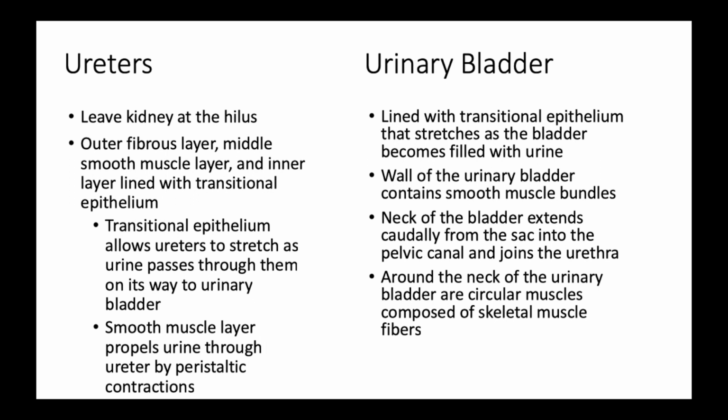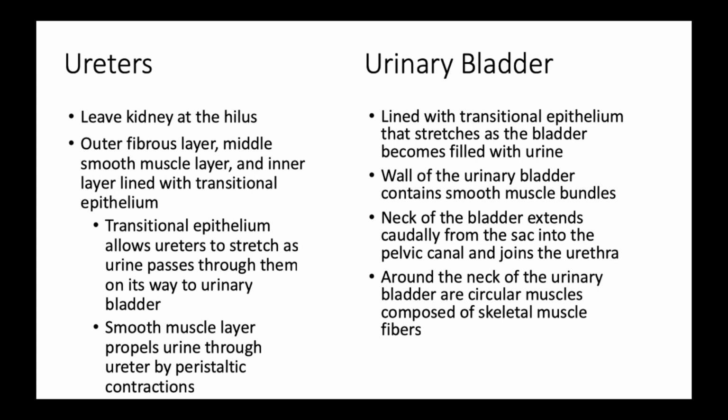All right, and then lastly, we have the ureters. They leave the kidney at the hilus. They have an outer fibrous layer, middle smooth muscle layer, and inner layer lined with transitional epithelium. The transitional epithelium allows the ureters to stretch as urine passes through them on its way down to the urinary bladder. And then the smooth muscle layer propels the urine through the ureter by peristaltic contractions.